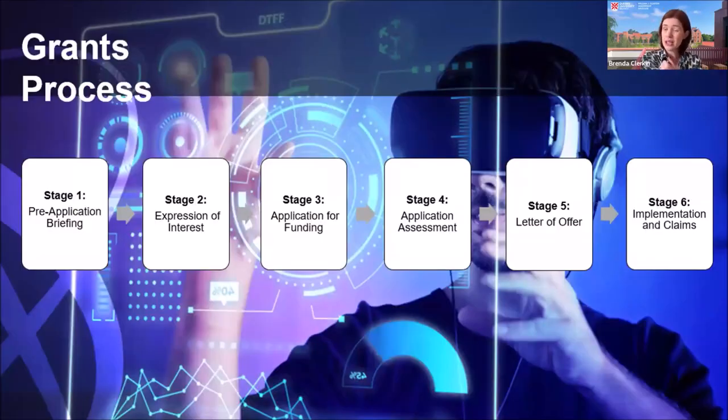So what does the process look like? So if you do think this fund is applicable to you and you can get some benefit from it, there's a 6-stage process that you need to think about. The first one there is a pre-application briefing. So this fund is set up over a number of years. Throughout that period of time, there will be a number of different calls for funding. And we are just about to launch call number 3. Okay, and we'll talk about when that is in a minute.